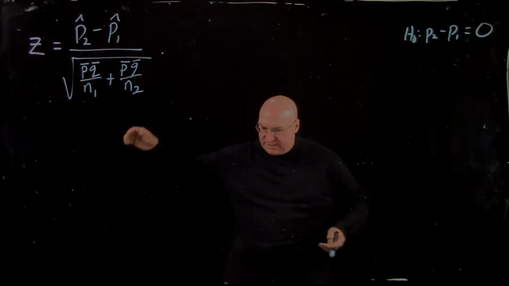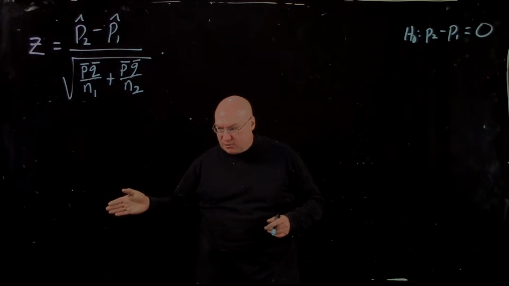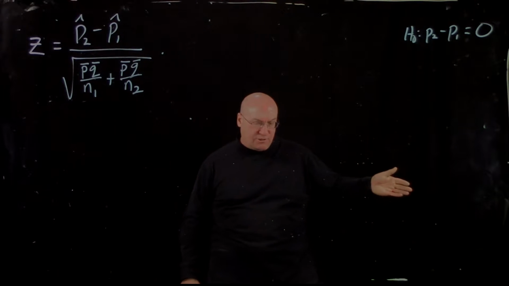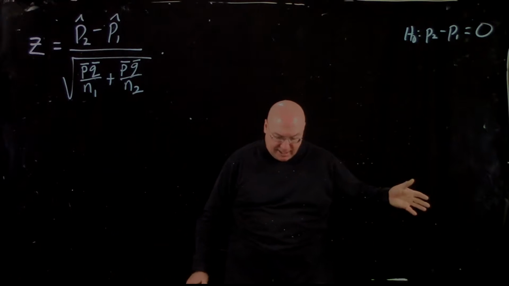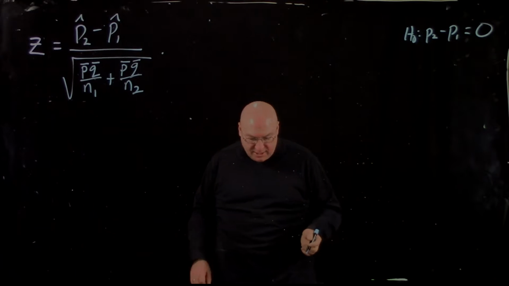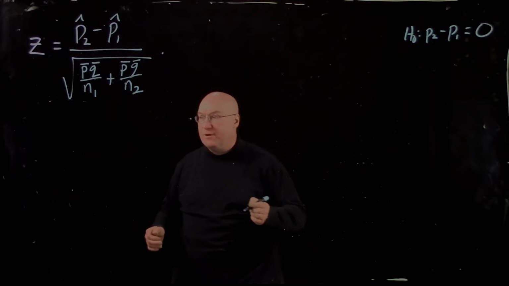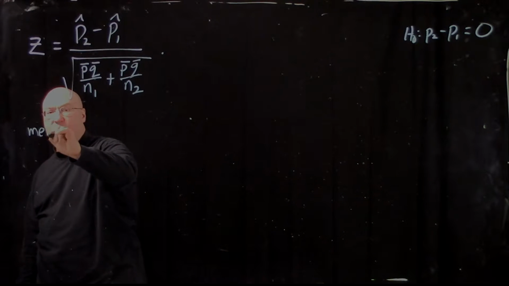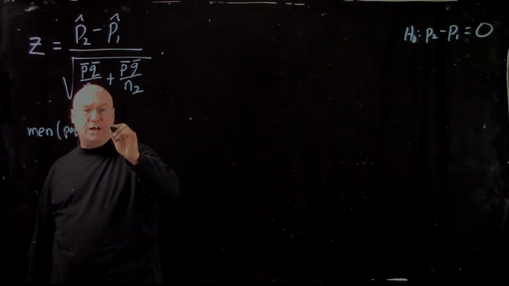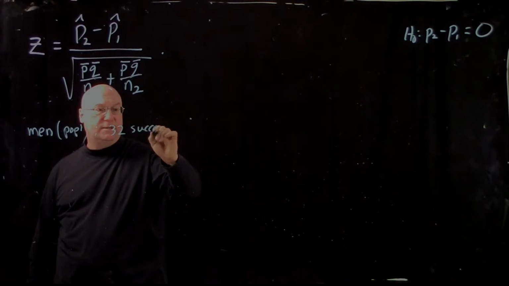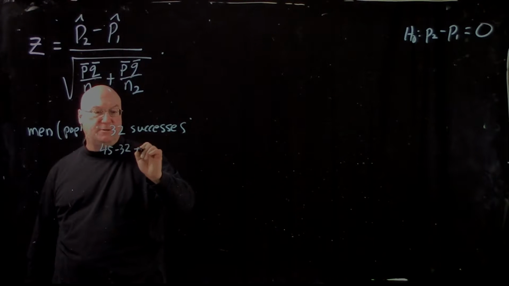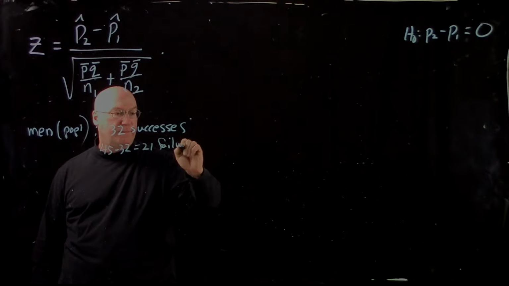So we also have success over here for a man is likes chocolate-covered cherry bombs. Failure is doesn't like. Success for a woman, she likes chocolate-covered cherry bombs. Failure is she does not like. All right. So how many successes and failures do we have? Out of the men, which I guess I'm calling population 1, there were 32 successes and a total of 45 minus 32 is 21 failures.